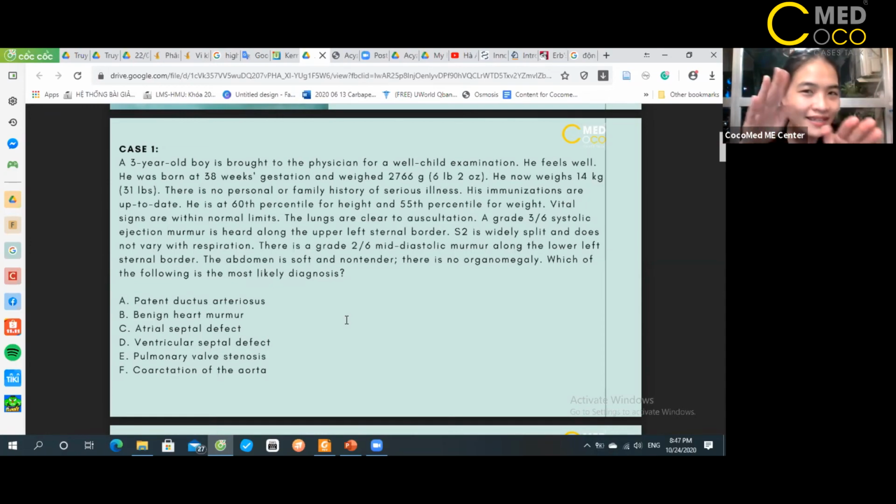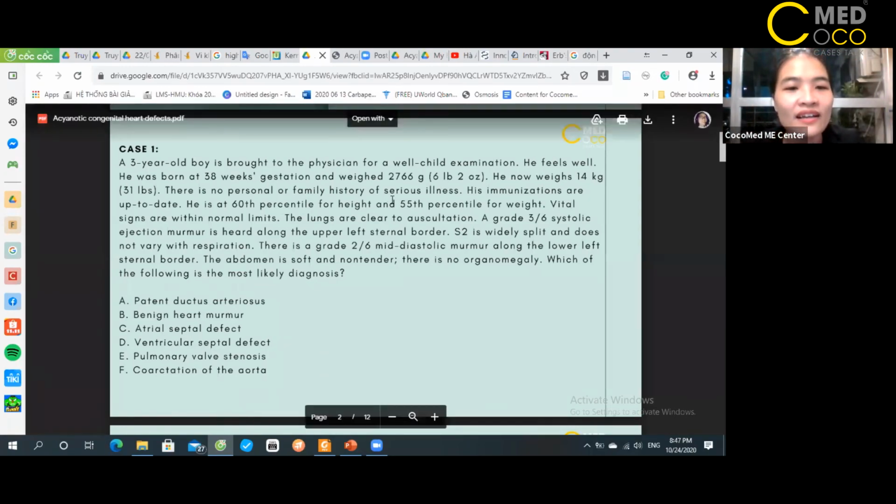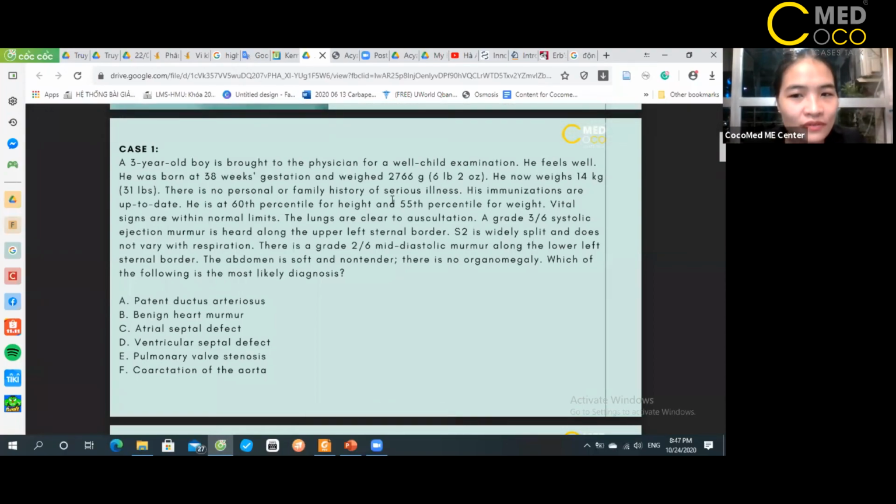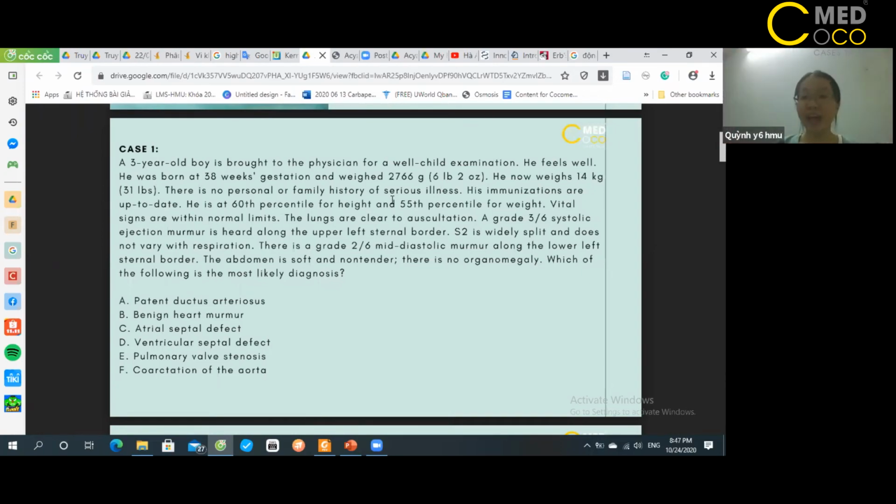And this split means the two components are not connected together. It means something delays the closure of the pulmonary valve, right? That's a very important point that helps us think this is ASD. The split S2 sound is a kind of specific sound for ASD. That's the way we remember this case.